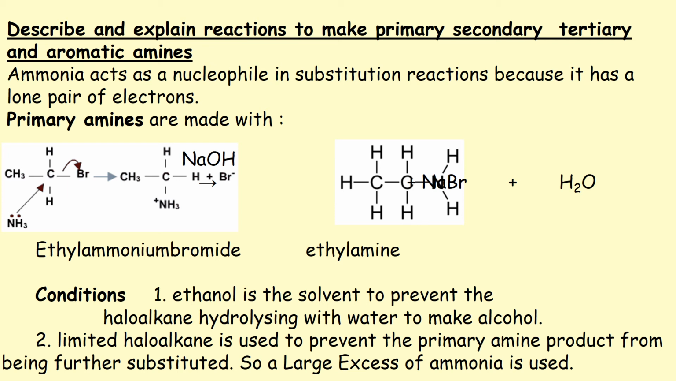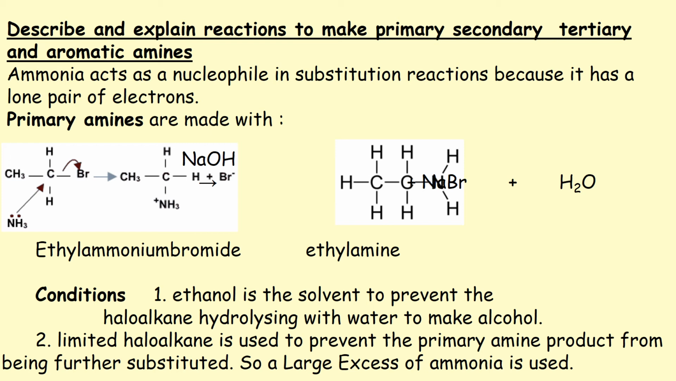Here we're going to start off with ammonia, which acts as a nucleophile in substitution reactions because it has a lone pair of electrons. I know I've said this many times. It's only because it is relevant to nearly everything I have talked about. So with that ammonia, we are now going to make a primary amine. To make a primary amine, we are going to be using a haloalkane. It could be chloroalkanes, bromoalkanes, or fluoroalkanes. But the important thing is that we react it with ammonia, showing the lone pair of electrons.